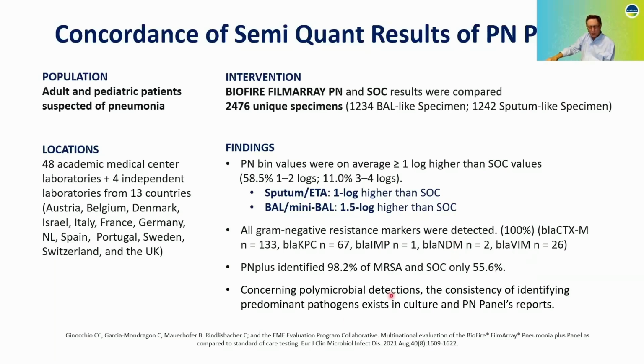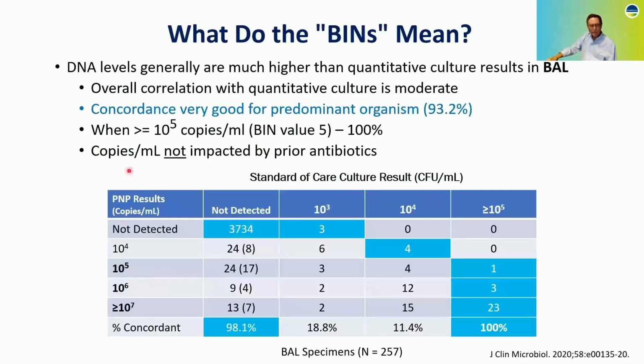Again, the challenge has been detecting polymicrobials and whether or not we can use these cutoffs, in terms of how high the count is, to determine which one's the pathogen. This particular study from the Journal of Clinical Microbiology a couple of years ago looks at colony-forming units versus the DNA per unit. You can see if you're greater than 10 to the 5 copies, that's bin number 5. And remember, unlike bacterial cultures, the copies are not impacted by prior antibiotics. So it gives you some nice backup.